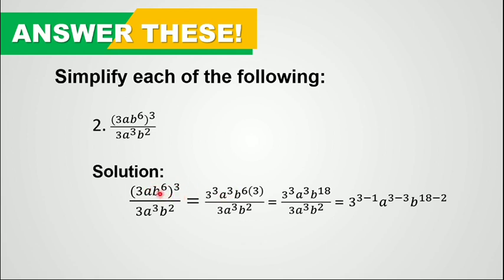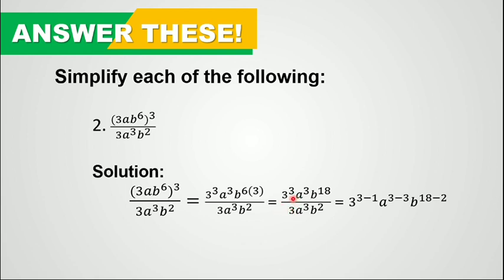So we multiply them because, according to the power of powers, that is the rule which has been discussed a while ago. So we are going to multiply them directly. So a cubed, and then b, 6 times 3, that is 18. So 3 cubed, a cubed, b to the power of 18, because 6 times 3 is 18, over 3a cubed b squared.